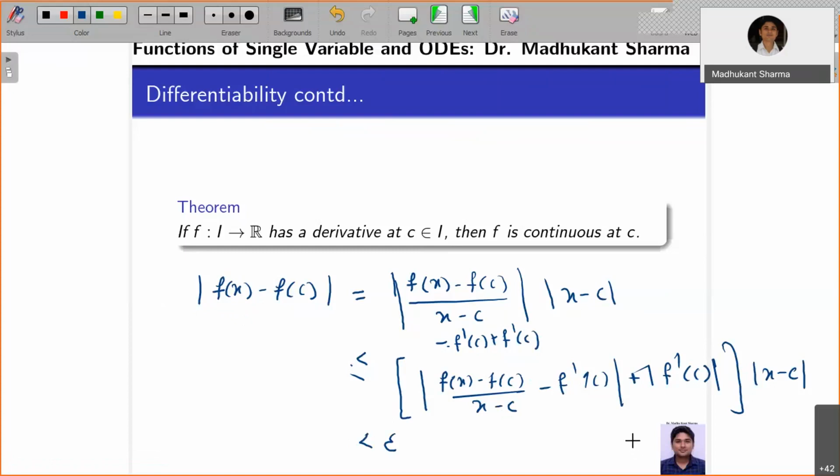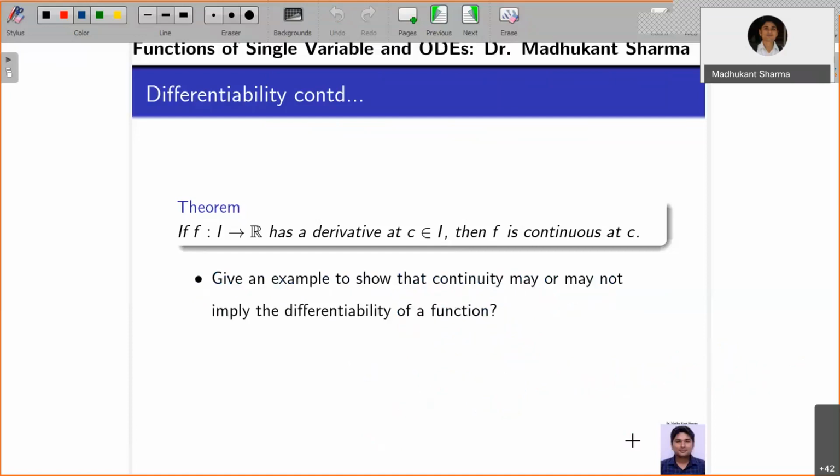So whenever a function has a derivative, then f is continuous at c. But the converse need not be true. We have already seen the modulus function. The modulus function is continuous everywhere on R, and at 0 it is also continuous, but it is not differentiable at 0. So the continuity of the function becomes a necessary condition for differentiability.